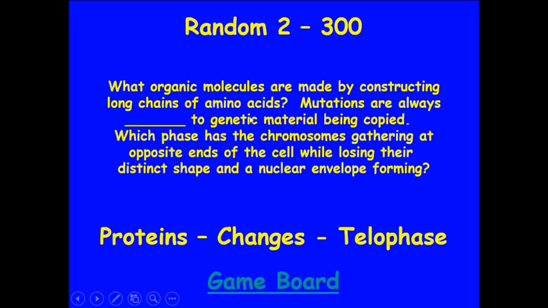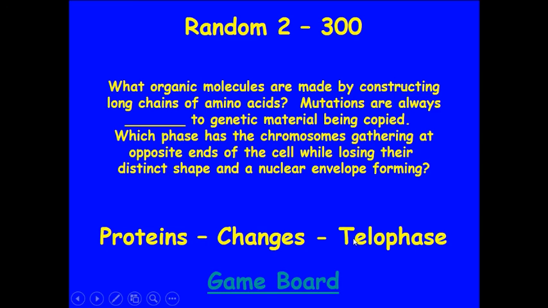So proteins come from the monomers, amino acids. Changes to genetic material, any change to genetic material is classified as a mutation. Some mutations are good, some mutations are bad. Mutations over a long period of time, though, do give the potential for evolution.